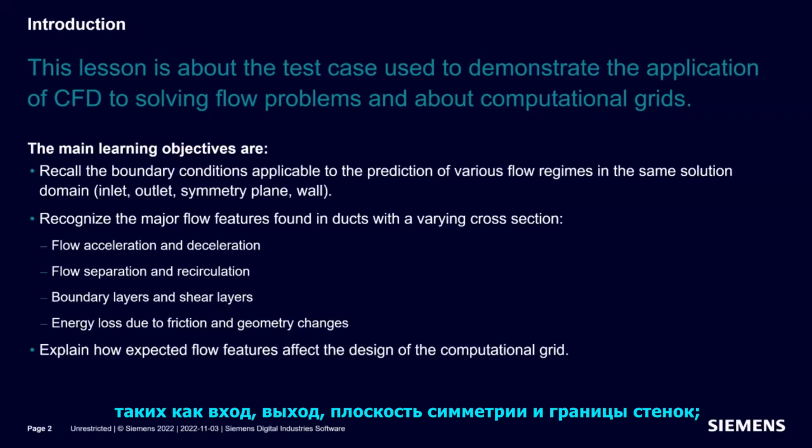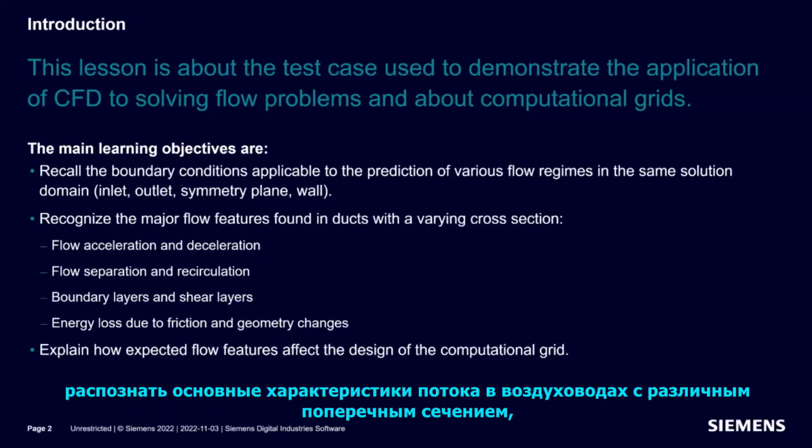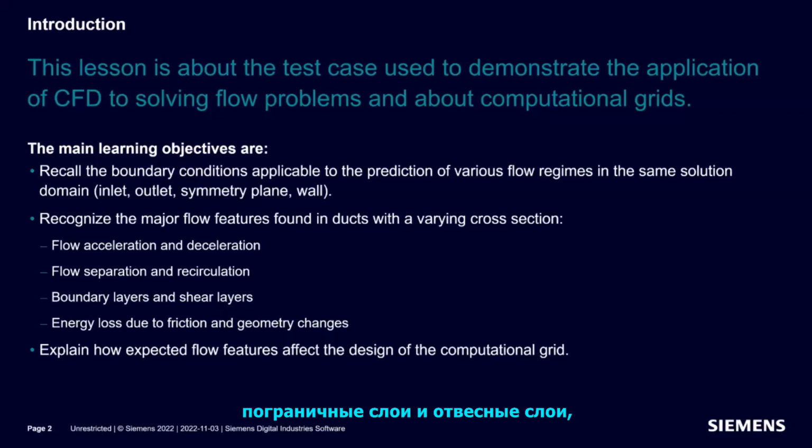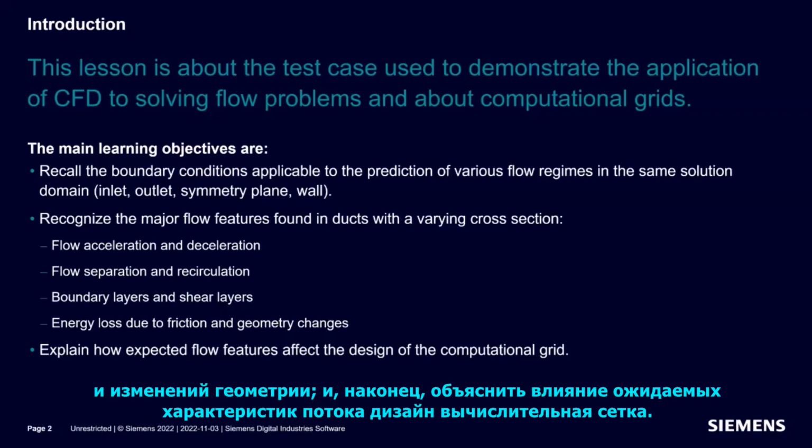To recognize the major flow features found in ducts with a varying cross-section, like flow acceleration and deceleration, flow separation and recirculation, boundary layers and shear layers, and energy loss due to friction and geometry changes. And finally, to explain how expected flow features affect the design of the computational grid.